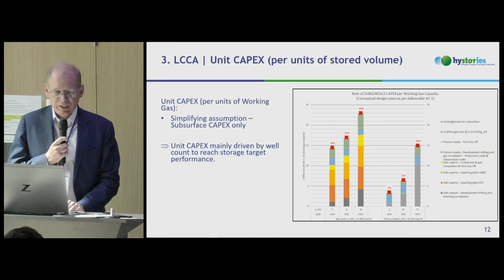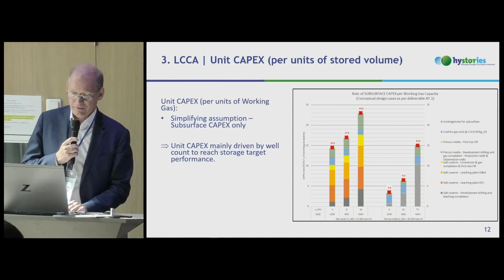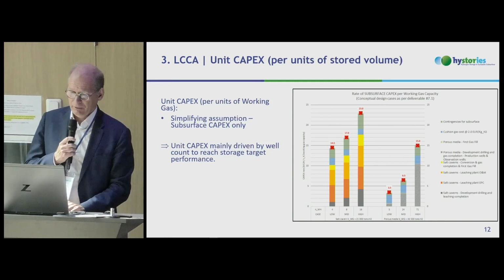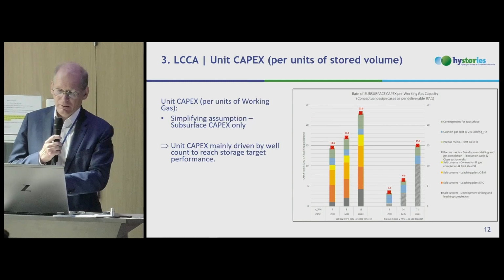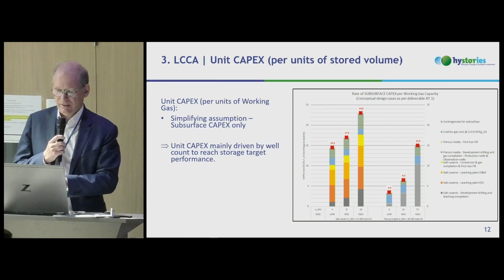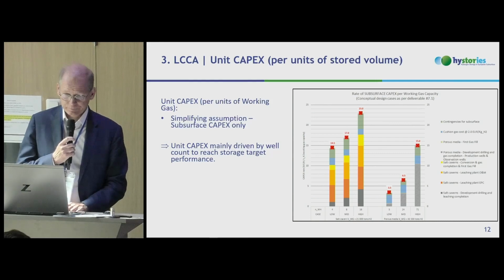And this CAPEX for underground is mainly driven by well count, the number of wells or the number of caverns. And you see the results. Well, it's very small, but you can find this in the report. You see on the left-hand side, it's a soil cavern. On the right-hand side, it's the porous media. And the soil cavern is a little bit more expensive.